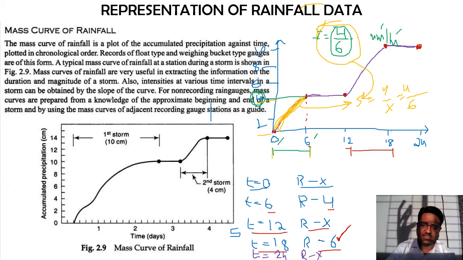Now the next thing is with respect to the 6 to 12 hours. From 6 to 12 hours, we don't have any rainfall as per the data which has been given over here. So in that case, what has happened? The line has remained flat.